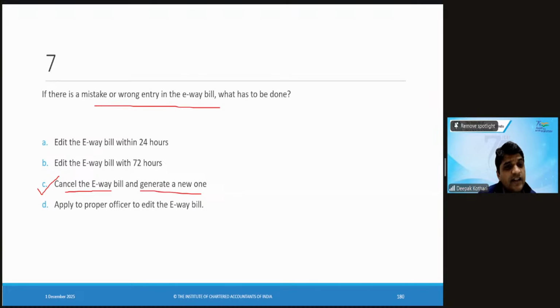Even A is correct, edit the e-way bill within 20 hours. There's nothing called edit if there's a mistake, a wrong entry. You cannot edit it. Once the e-way bill is generated, you can only cancel it. There is no option to edit the e-way bill.